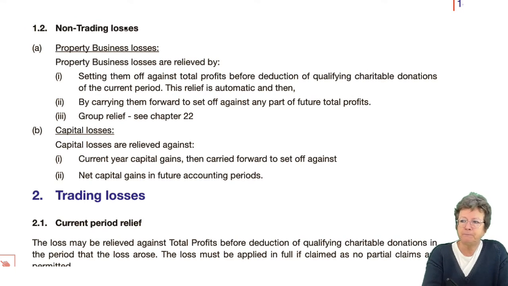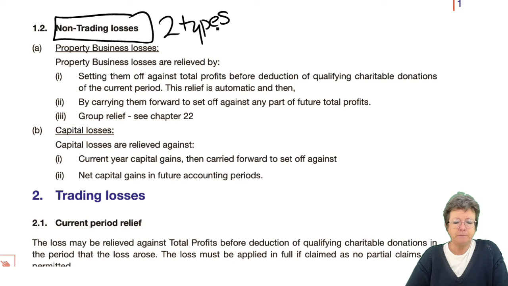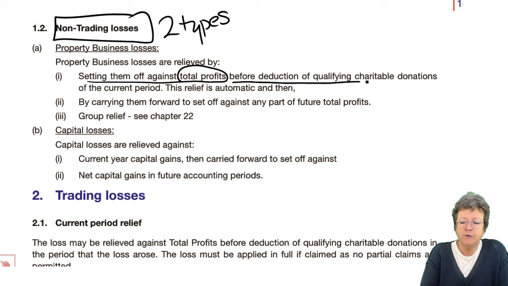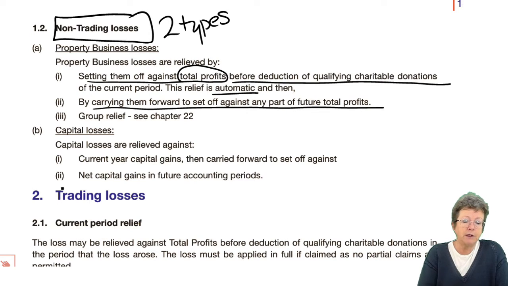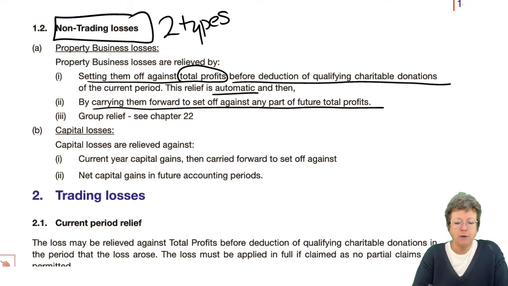Non-trade losses. Two common types that you're going to come across at this level. Property losses. We can set them off against total profits before QCDs. It's automatic. And then you can carry them forward against future total profits. You can also group relief, which we'll do later. Capital losses. Now, capital gains and capital losses stick together.